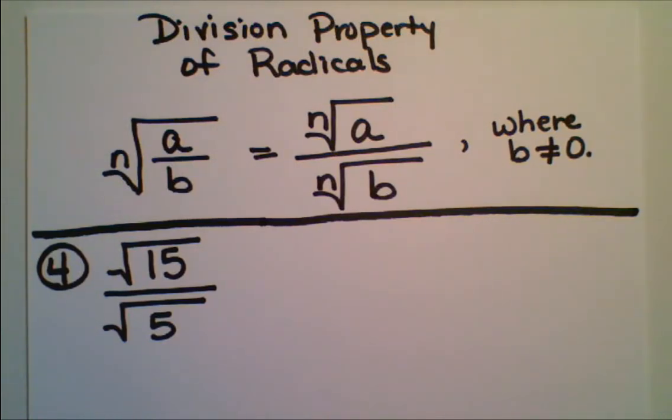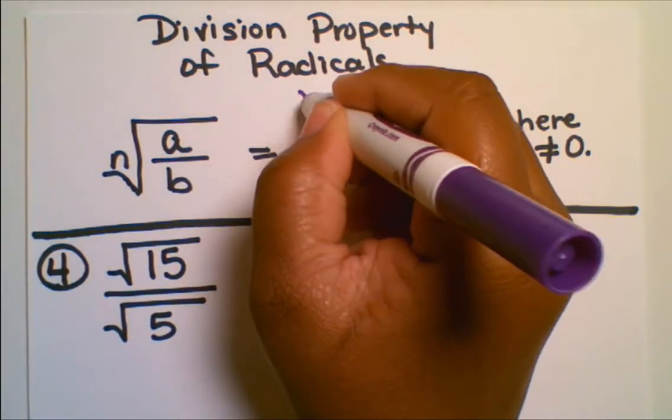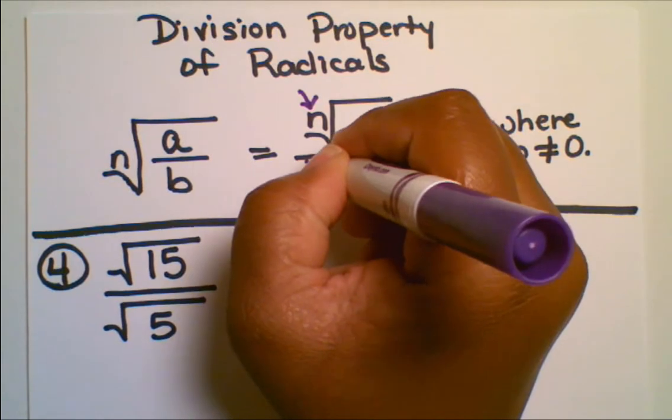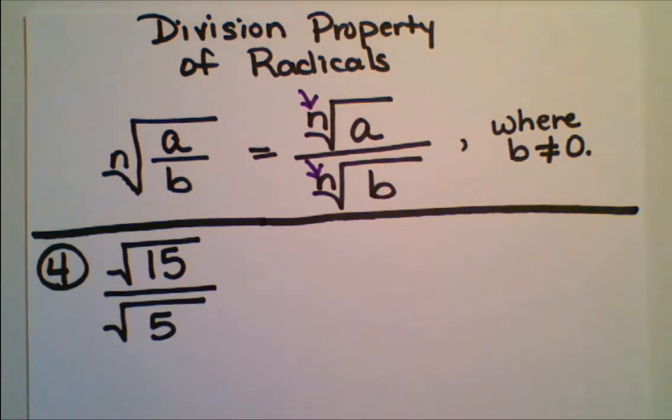The division property of radicals, that's the next rule. In order for us to divide radicals, similar to the multiplication property, you have to have a common index. The radicands do not have to be the same.